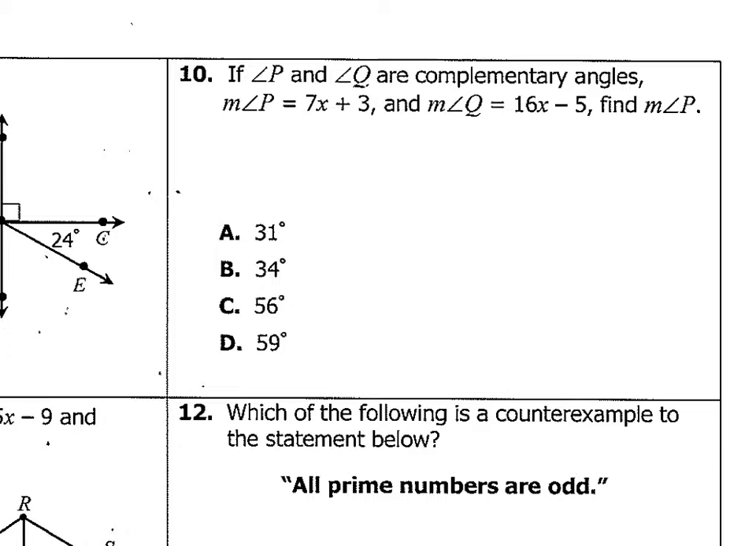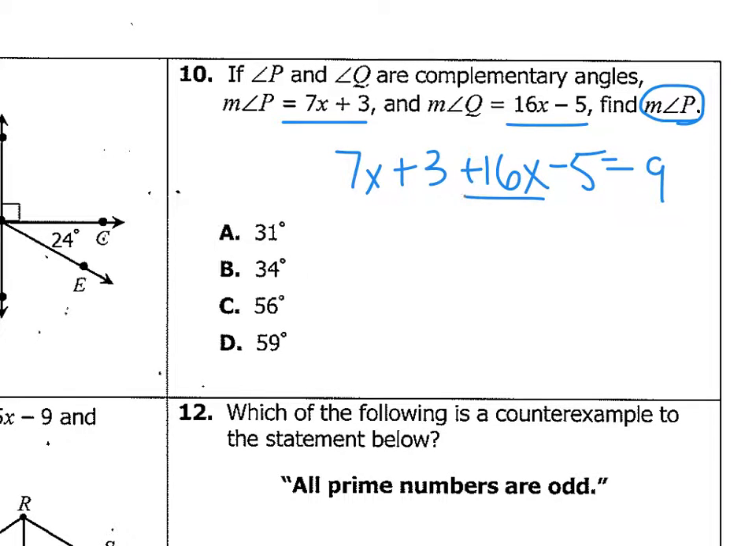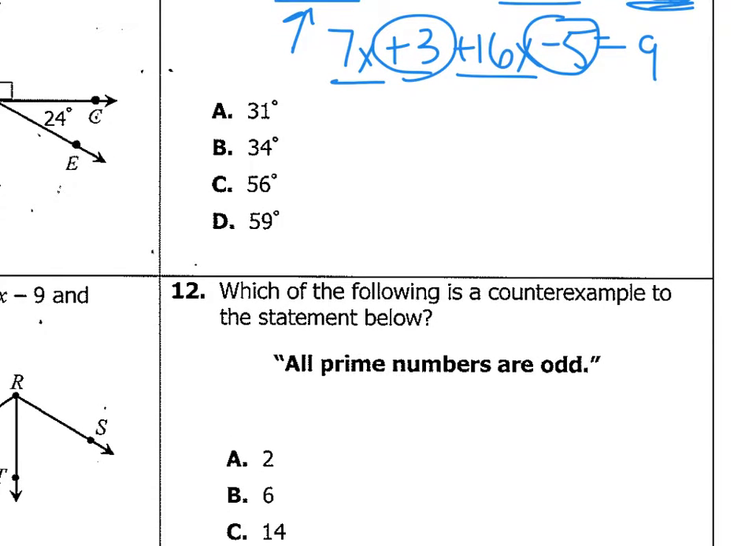Number 10. P and Q are complementary angles. Complementary angles add to 90 degrees. They give us the measurement of P, an expression, and Q. They ultimately want us to find a measurement of P. So just set it up. The 2 angles add together to equal 90 degrees. Remember, you've got like terms. Okay. Solve for x. Then plug it back in right here because they want to know what is P. And of course your choices are right there, A, B, C, D.